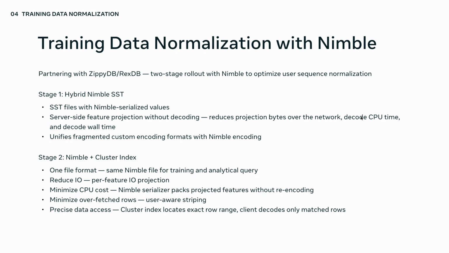The second stage after this is the end state, to replace the entire SST file with the Nimble custom index file. So then we will have one file format for both training and the analytical queries. The columnar file format can give us additional benefits on I/O efficiency through the fine-grained per-feature I/O projection. To minimize the server-side CPU cost, we are using the Nimble Serializer to pack the projected feature streams at the stripe level and keep the encoding all the way from the disk to the client side.